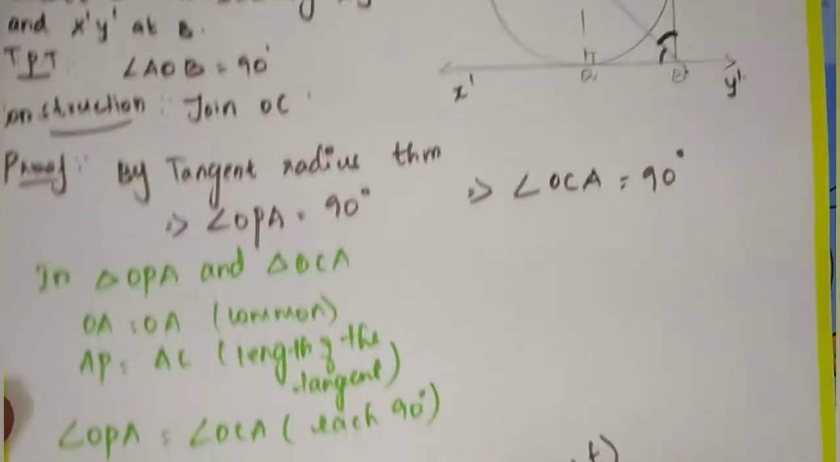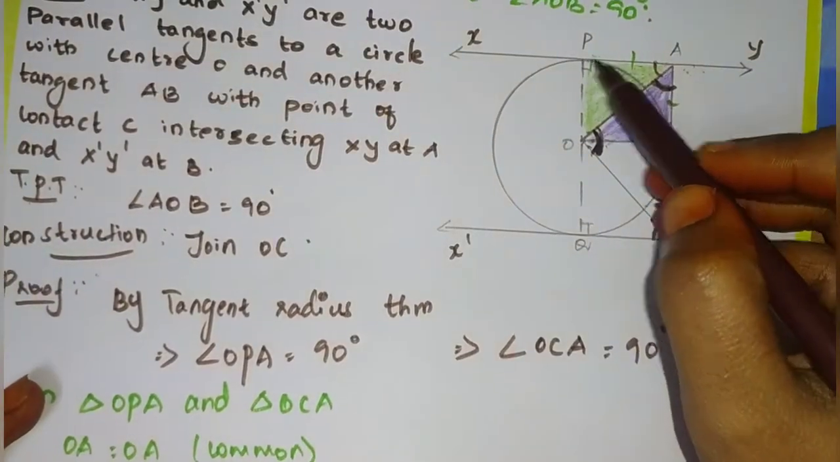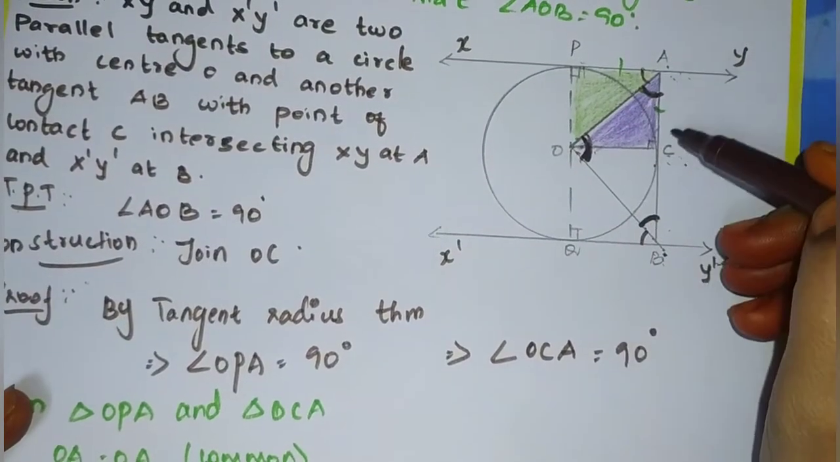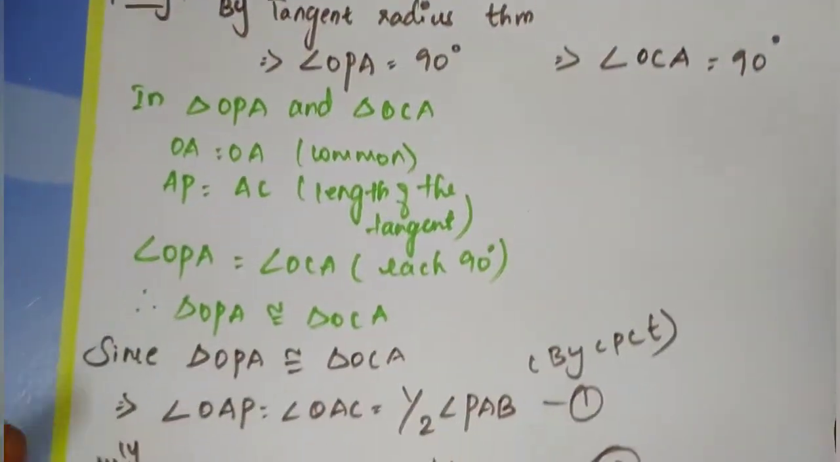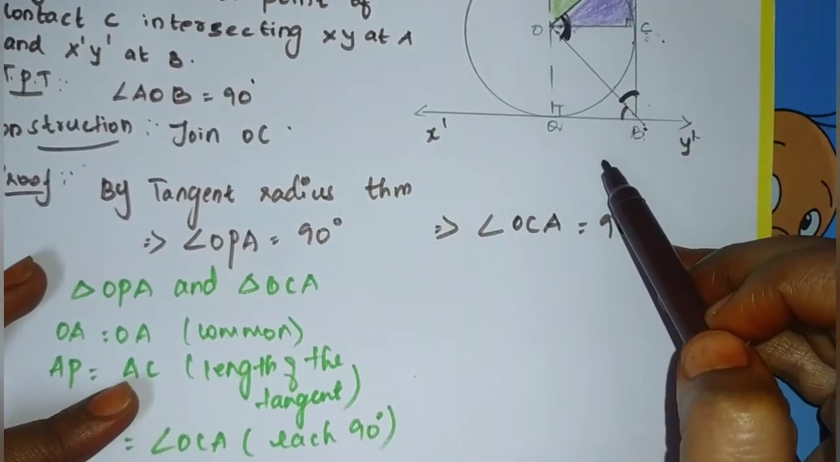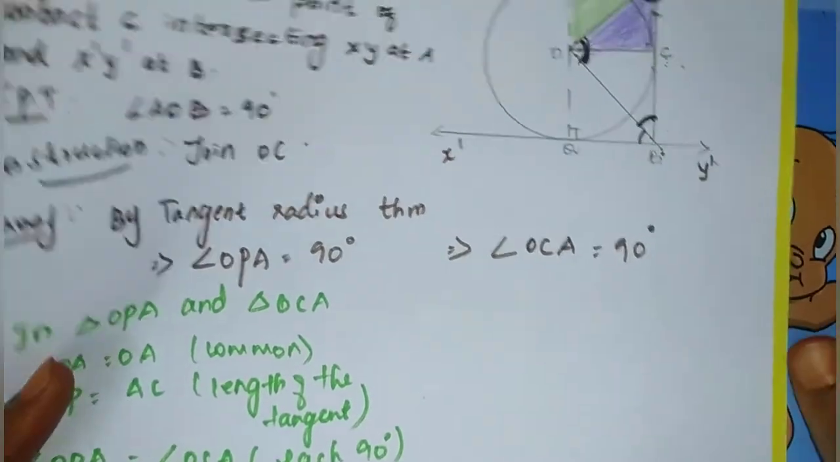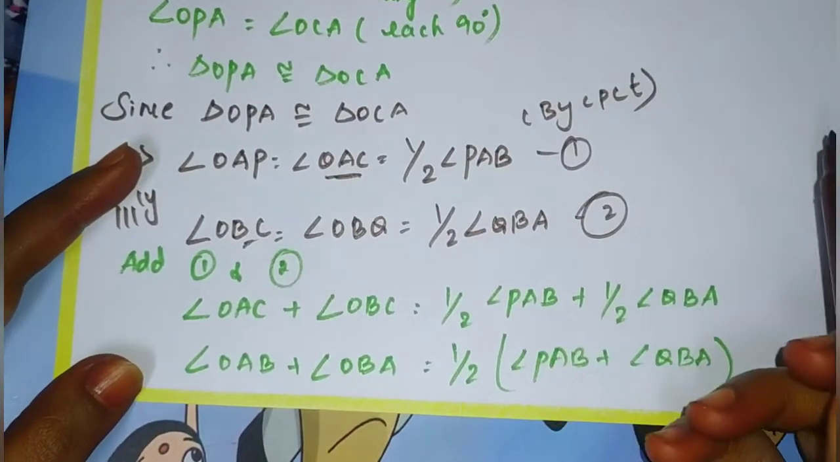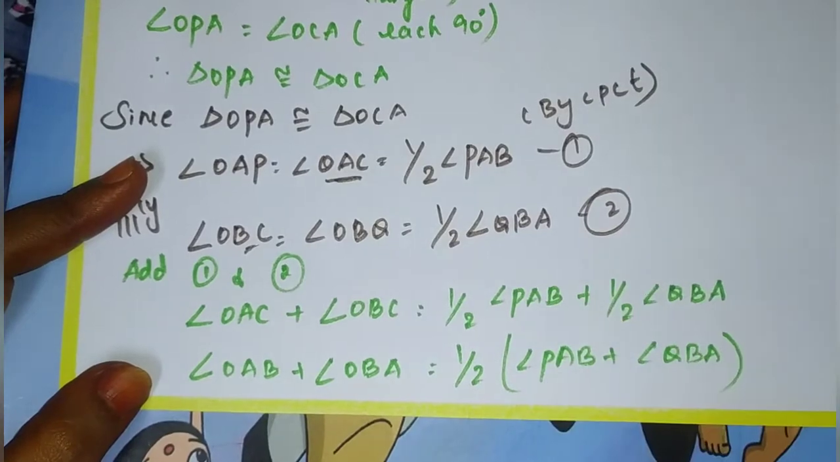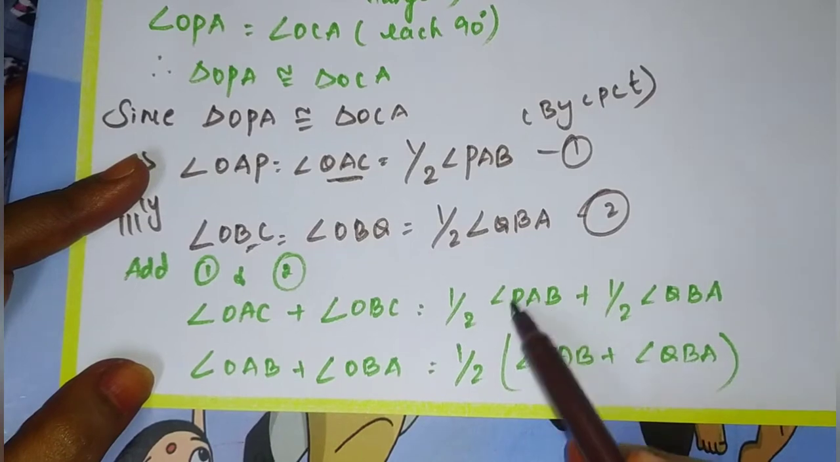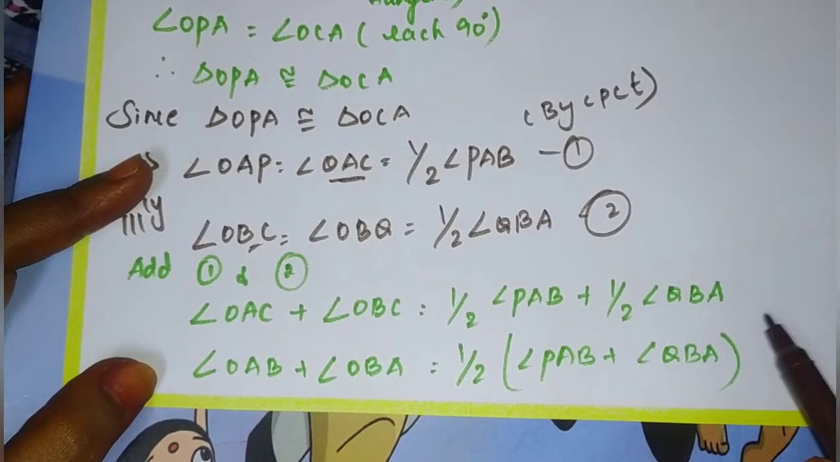Okay, and we can tell that angle OAC is equal to angle PAC, and similarly we can tell that angle OBC is equal to angle OBQ is equal to angle QBA. Okay, adding 1 and 2, this one and this one I'm going to choose because they are same side angles. OAC plus OBC is equal to angle PAB plus angle QBA.